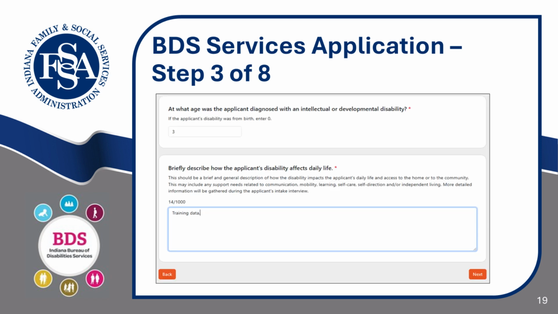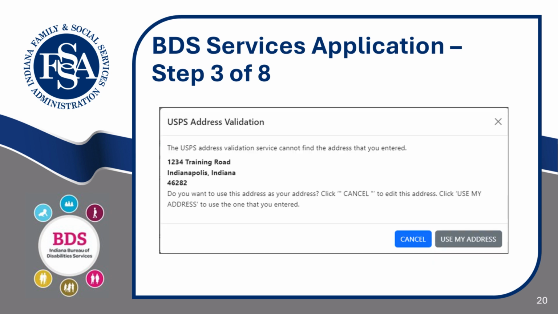Finally, for Step 3, you are asked to enter at what age the applicant was diagnosed with an intellectual or developmental disability and to briefly describe how the applicant's disability affects their daily life. If an address was entered, the USPS address validation will confirm your address. If the address is not found, you will be made aware. If a better match for the address is found, it will ask which version of the address you would like to use.